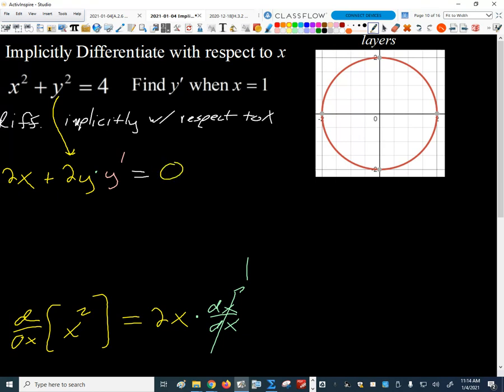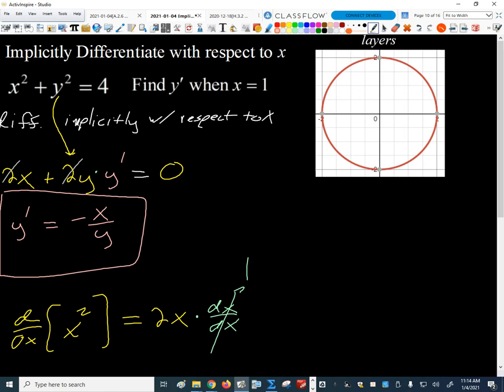So I did the calculus. Right now, all I've got to do is solve for y prime. I could divide both sides by 2 and just get rid of those 2's, right? And then I just end up with x plus y prime equals 0. Well, if I want to solve for y prime, y prime would just equal, let's see, I'm going to subtract the x and divide by y, right? So I just get negative x over y. There's my derivative.